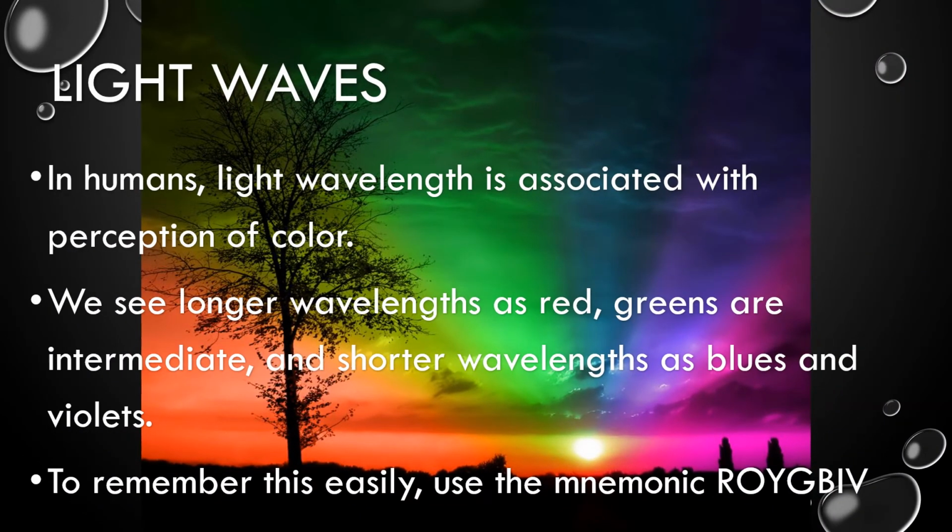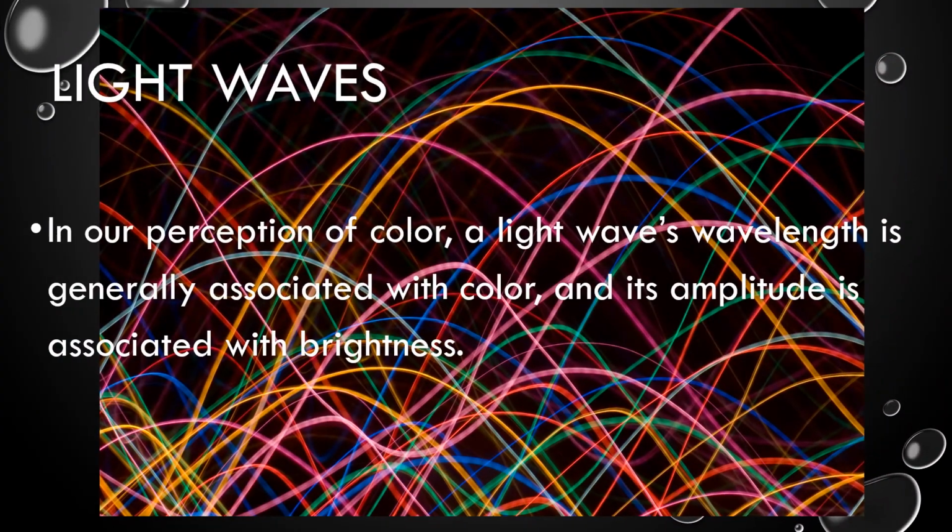In humans, light wavelength is associated with the perception of color. We see longer wavelengths as red, greens are intermediate, and shorter wavelengths as blues and violets. To remember this easily, use the mnemonic ROY-G-BEAV, where ROY-G-BEAV stands for the initial letters of the colors of the rainbow. In our perception of color, a light wave's wavelength is generally associated with color, and its amplitude is associated with brightness.